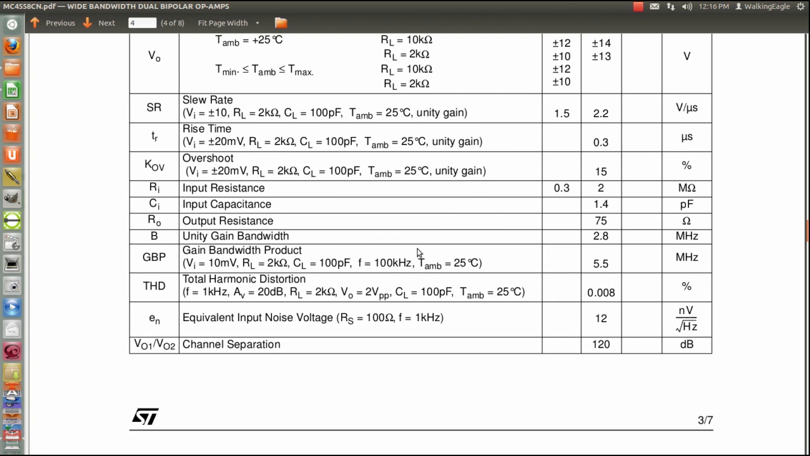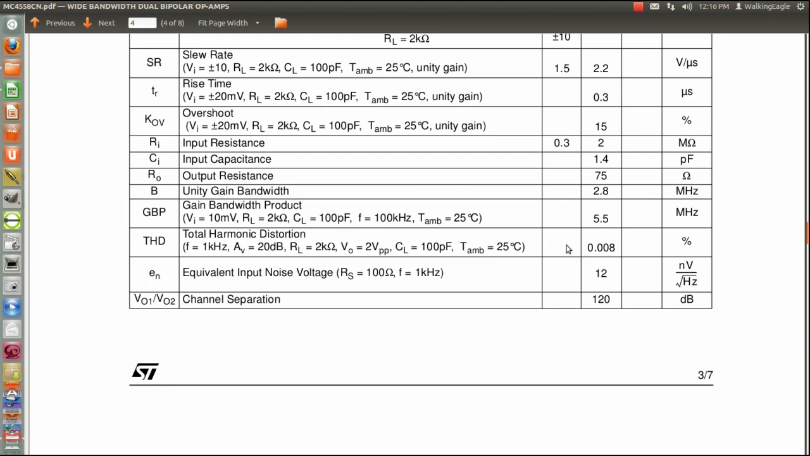If we have a gain of 2, I guess, we'd end up with about 2.75 megahertz, and so on and so forth. As we start increasing the gain, the bandwidth is going to decrease. And that's basically what they're saying right there.